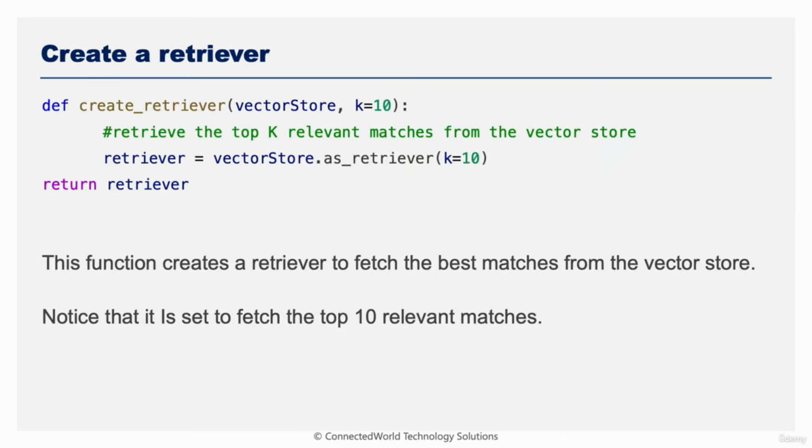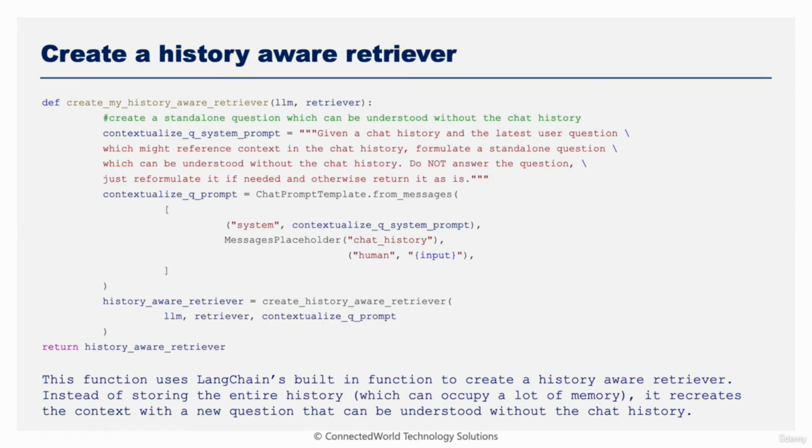This function creates a retriever to fetch the best matches from the vector store. Notice that it is set to fetch the top 10 relevant matches, where k is the parameter supplied and k equals 10. This function uses LangChain's built-in function to create a history-aware retriever. Instead of storing the entire history, which we did earlier in the coffee shop example, and which can occupy a lot of memory, this function recreates the context each time with a new question that can be understood without the chat history.